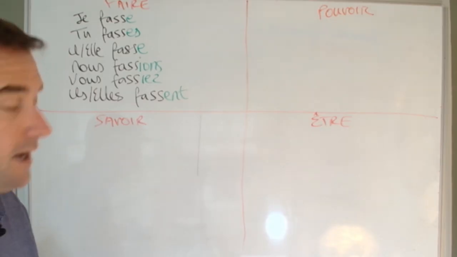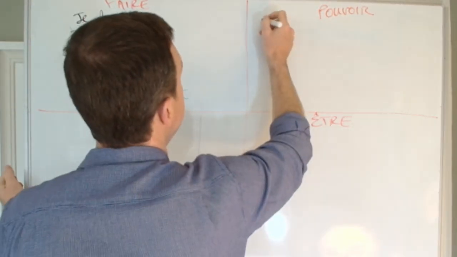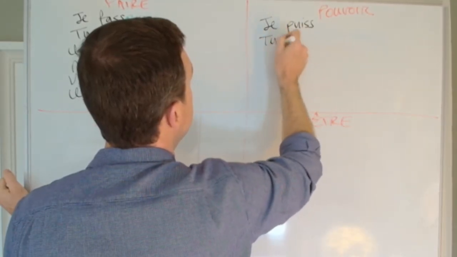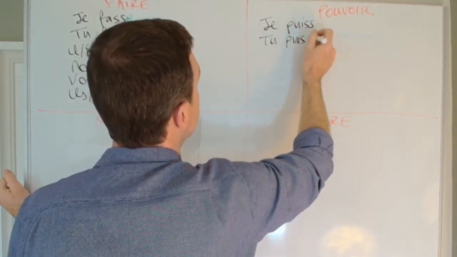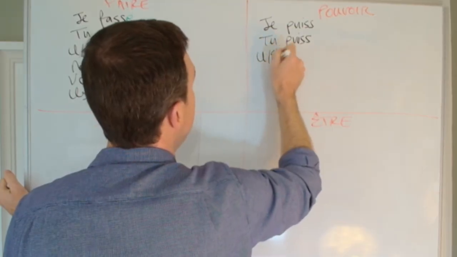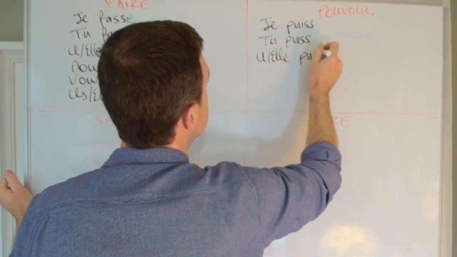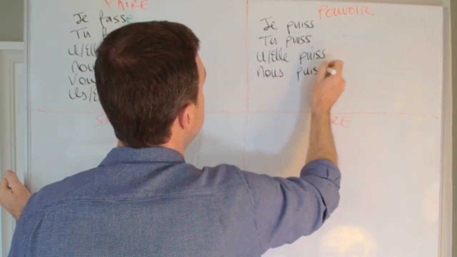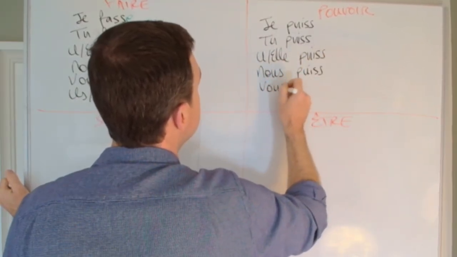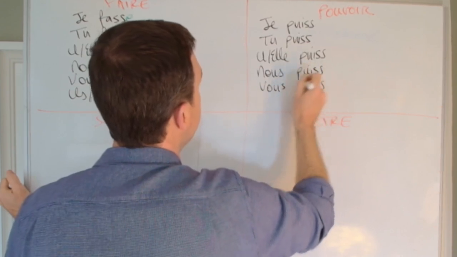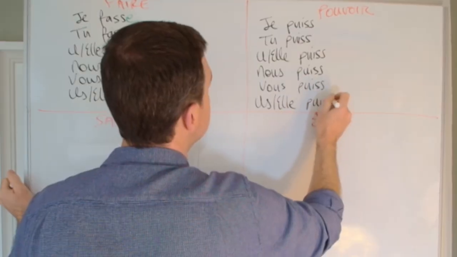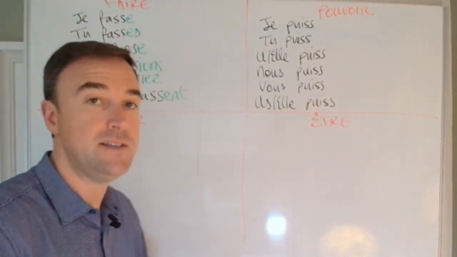Now let's have a quick look at the verb pouvoir. Pouvoir in the subjunctive changes to puisse. Puiss, all the way down. Il and elle puisse. Same with the nous and the vous. Puiss, all the way down. And then il and elle again, puiss. And again, our endings haven't changed.